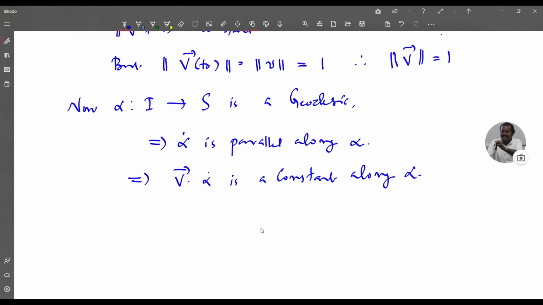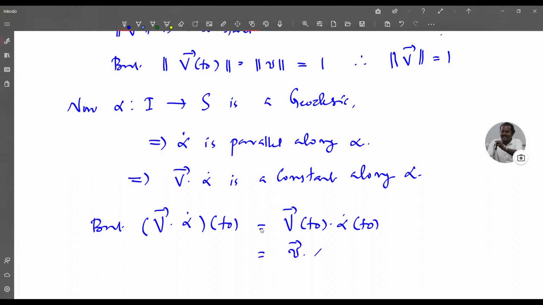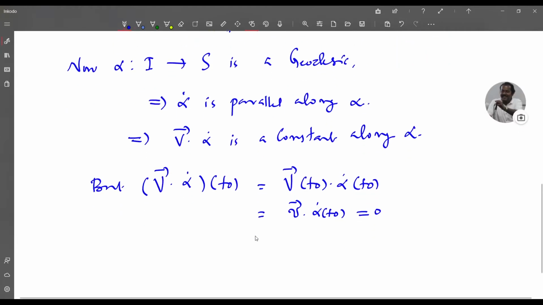But V dot alpha dot of t naught is equal to V of t naught dot alpha dot of t naught. So this is little v dot alpha dot of t naught. You know that this is 0 since v is orthogonal to alpha dot of t naught. So you know that V dot alpha dot is constant along alpha, and we are getting V dot alpha dot at t naught is 0. So V dot alpha dot is 0 on I. Therefore V dot alpha dot equal to 0 on I.